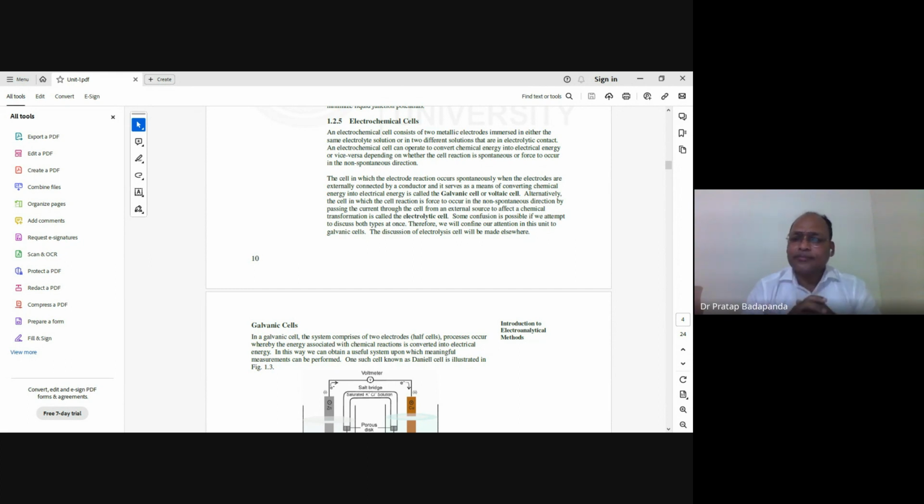Second case, what will happen? I'll provide an equal 1.1 volt of current from the external circuit to that galvanic cell. Third case, what will happen? Let us provide less than 1.1 volt, it means 0.9 volt, from the external circuit. Three cases, three probabilities are there, right?